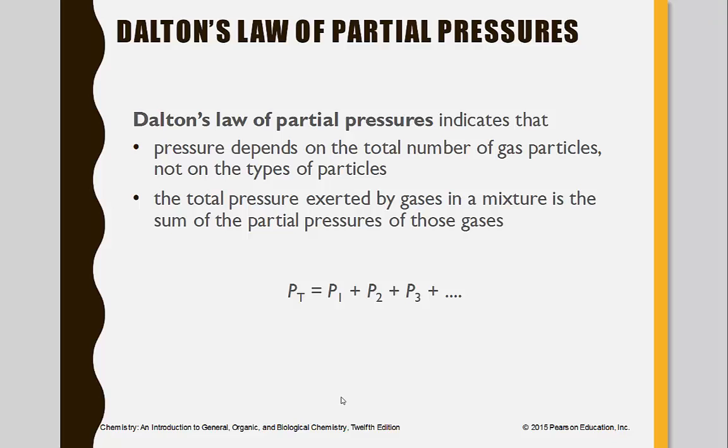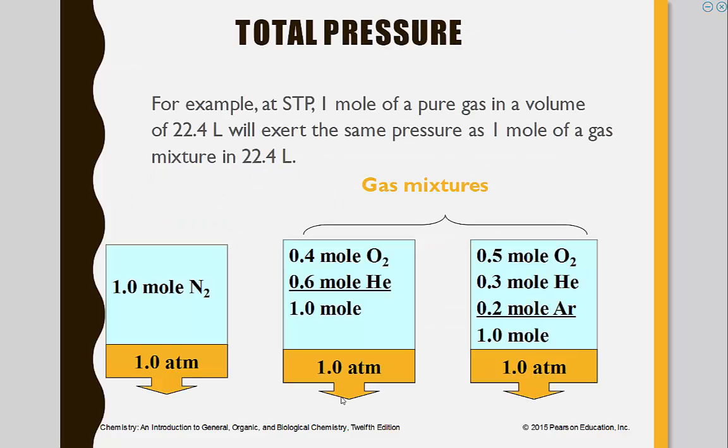So Dalton's law of partial pressure indicates that pressure depends on the total number of gas particles, not the type of particles, because the particles themselves are so small in comparison to the space between them. The total pressure exerted by gases in a mixture is the sum of the partial pressures of those gases.